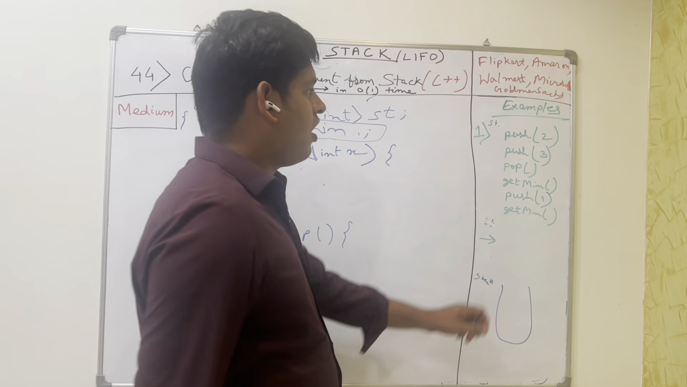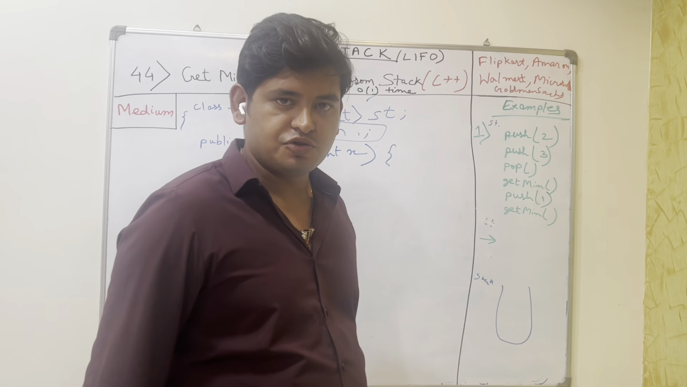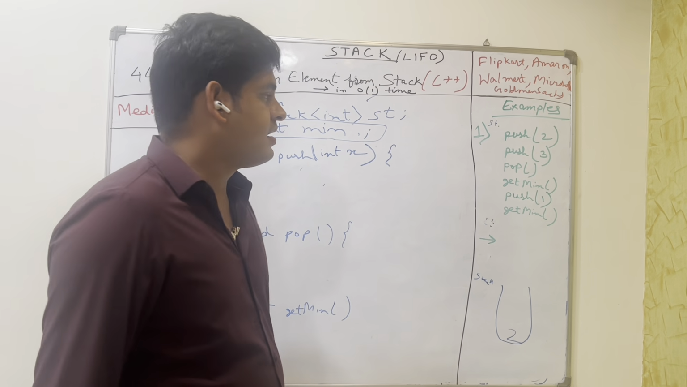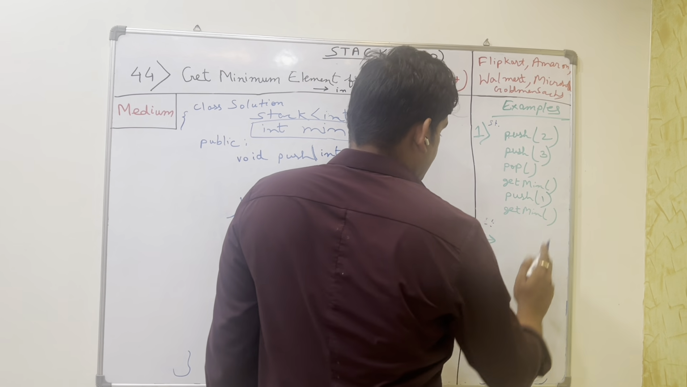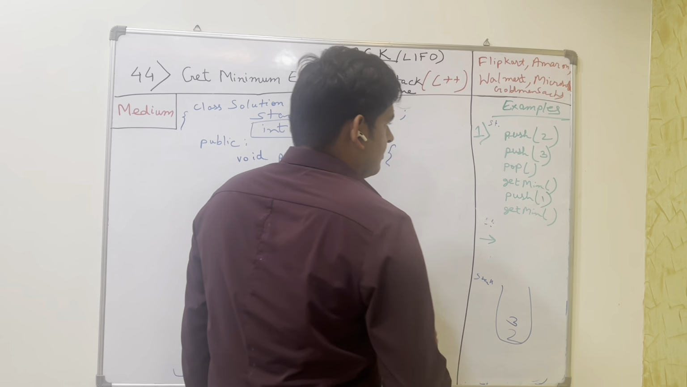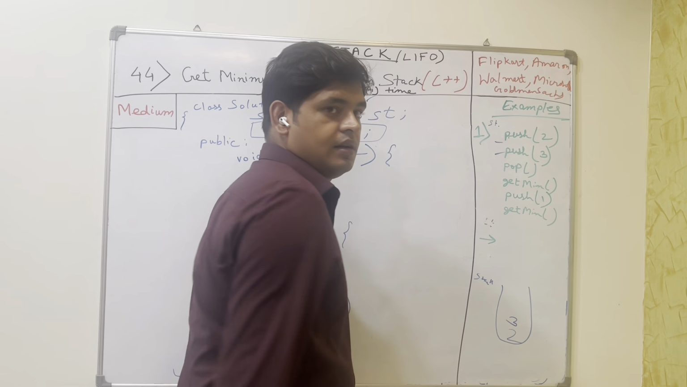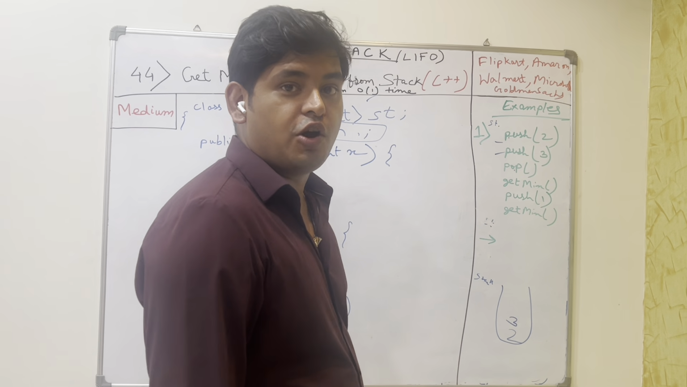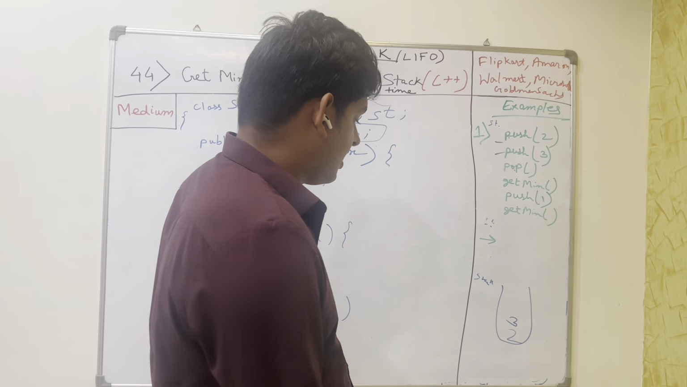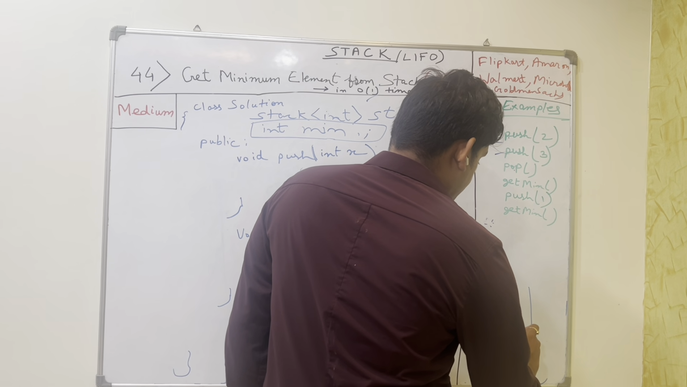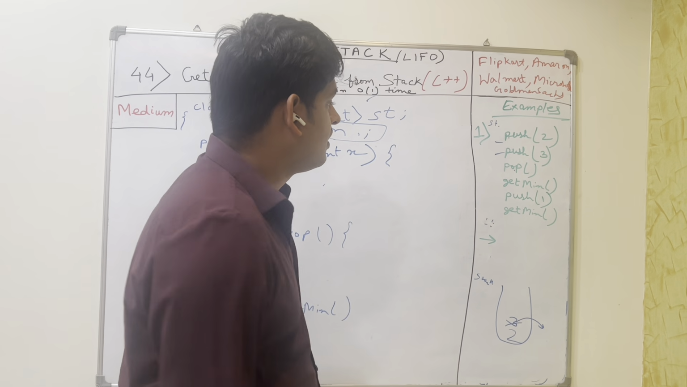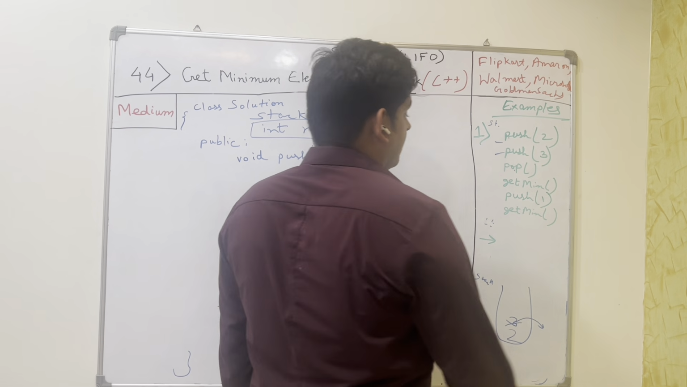In the beginning we have pushed 2 into the stack. Then we have pushed 3 into the stack. Now we are popping out from the stack. So what do we pop out? The top element from the stack. So 3 gets popped out from the stack. Now what do we have in the stack? 2.